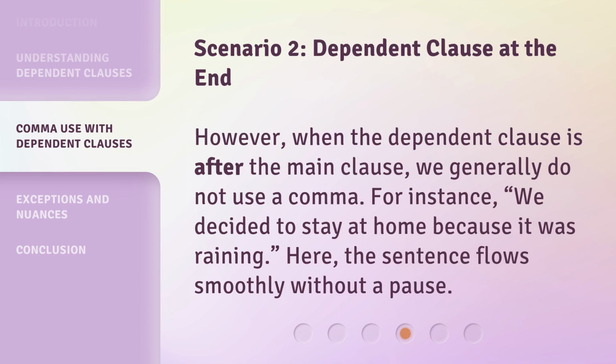Scenario 2. Dependent clause at the end. However, when the dependent clause is after the main clause, we generally do not use a comma. For instance, we decided to stay at home because it was raining. Here, the sentence flows smoothly without a pause.